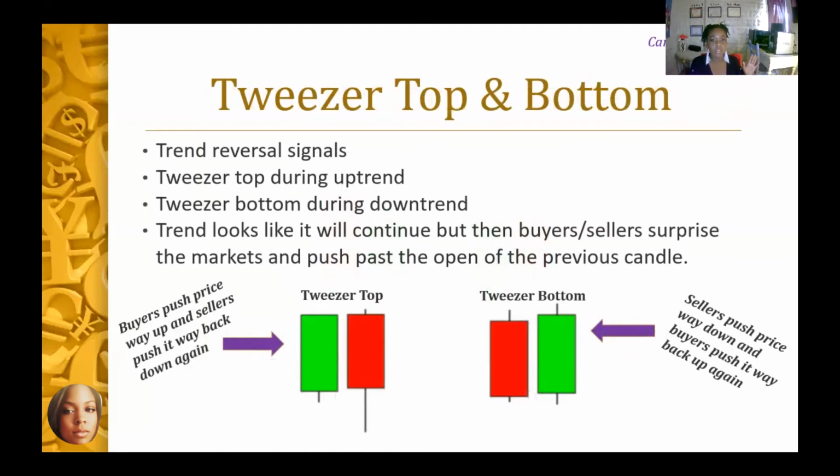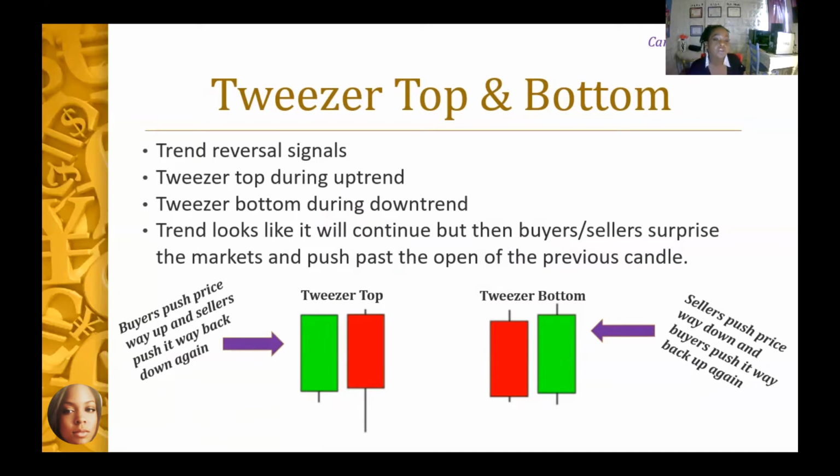So you're going to see a tweezer top. If you see a tweezer top during an uptrend, it's telling you that the market is about to reverse. It's letting you know that the buyers pushed price way up and the sellers pushed it way back down again. They say, nah, we can't let you take over, we're going to push it back down. When you see a tweezer bottom during a downtrend, that's letting you know it's about to reverse. Sellers pushed the price down and the buyers said, nah, we can't let you do that. We're going to push it back up.